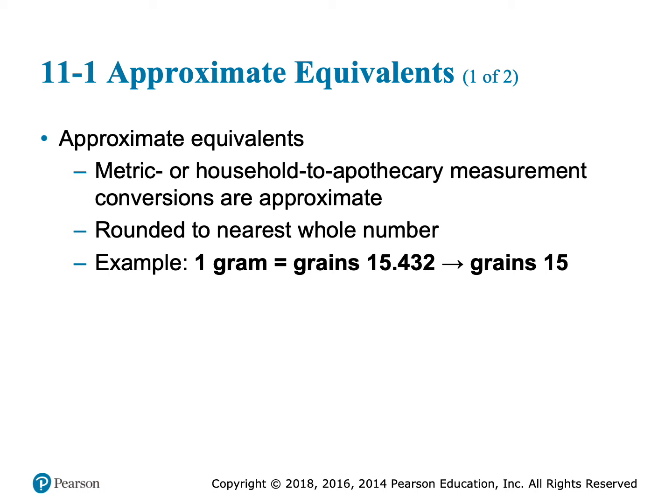Metric to metric or household to household measurement conversions usually can be done in exact measurements. In general, metric or household to apothecary measurement conversions are done through approximate measures. The equivalents are called approximate because they are rounded to the nearest whole number. In exact measures, 1 gram is equivalent to 15.432 grains. However, the simple conversion in approximate equivalence used in healthcare is 1 gram equals 15 grains.